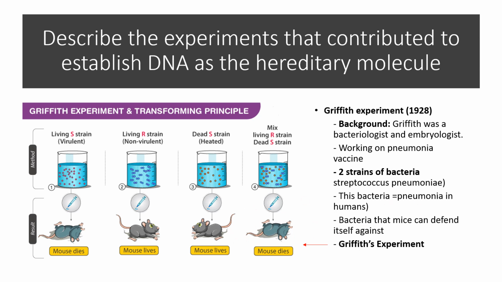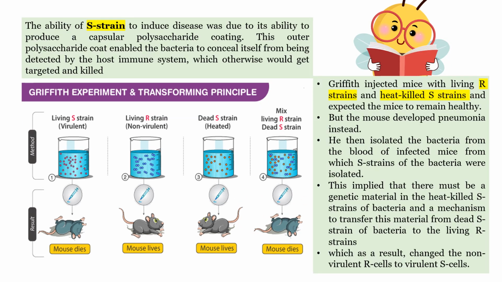Let's look at the Griffith experiment. The ability of S strain to induce disease was due to its ability to produce a capsular polysaccharide coating. This outer polysaccharide coat enabled the bacteria to conceal itself from being detected by the host immune system, which otherwise would get targeted and killed.